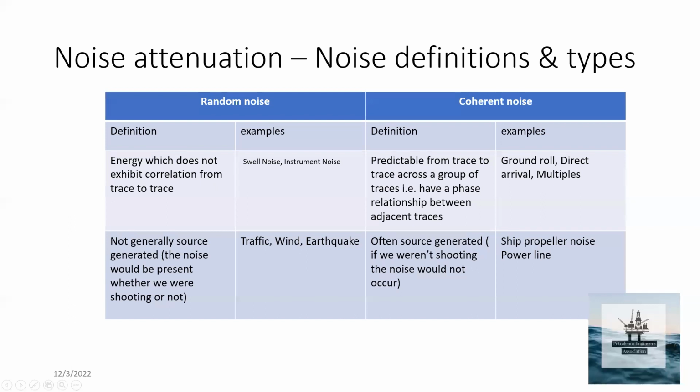The noise is divided into two main types: random noise and coherent noise. The random noise, from its name, is energy which does not have a correlation from trace to trace, so it has no trend. It's not trendable, like swell noise and instrument noise. The coherent noise is predictable from trace to trace across a group of traces. So it has a trend. It is repeated.